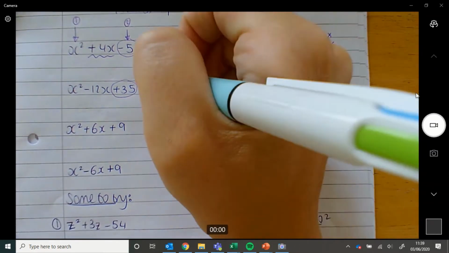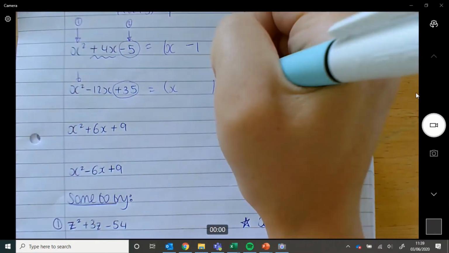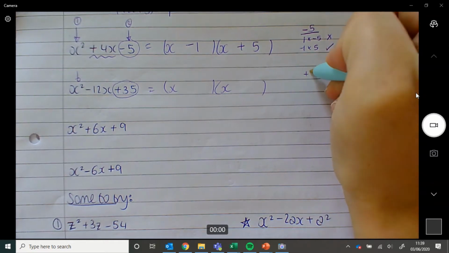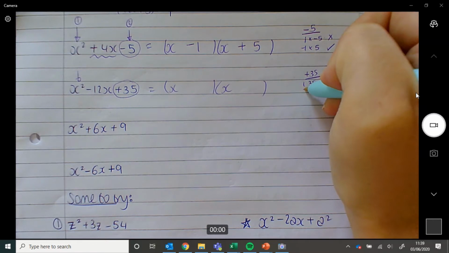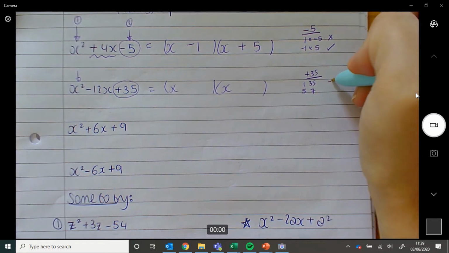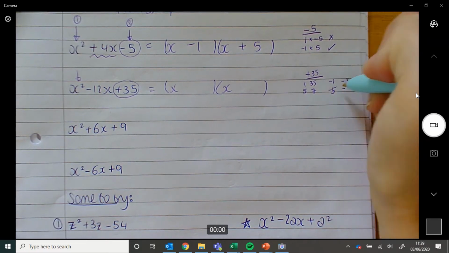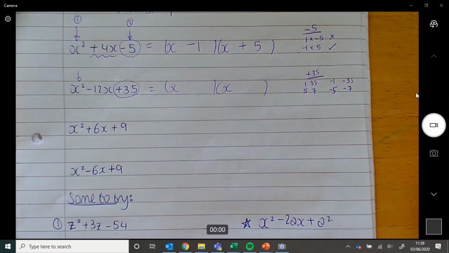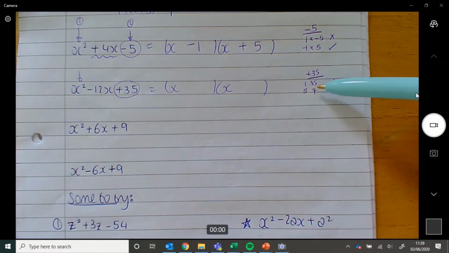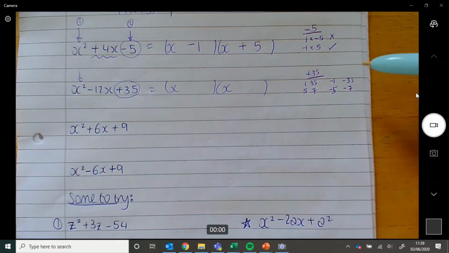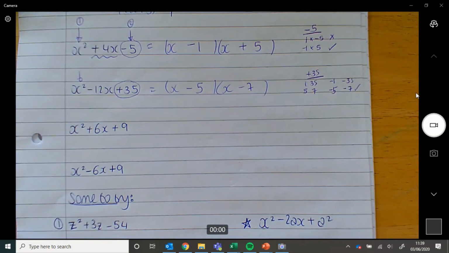The second one I do a little bit quicker. Same thing again, priority number 1, how do I make x squared? It's just going to be an x and an x. How do I make positive 35? Well, I know that it can either be 1 and 35 and 5 and 7, but I also know it could be negative 1 and negative 35 and negative 5 and negative 7. I have to check all of those. 1 plus 35 gives me 36, not that. 5 plus 7 gives me positive 12, not that. It must be this one. So it's x minus 5 and x minus 7.